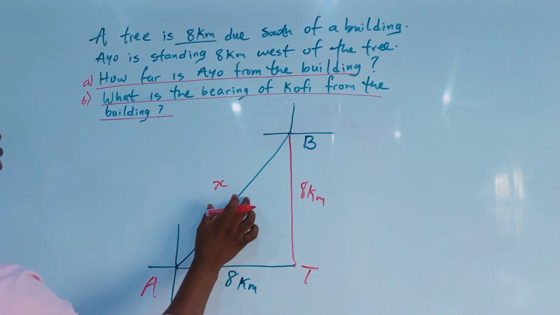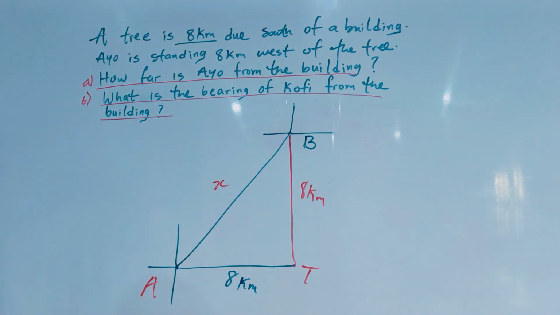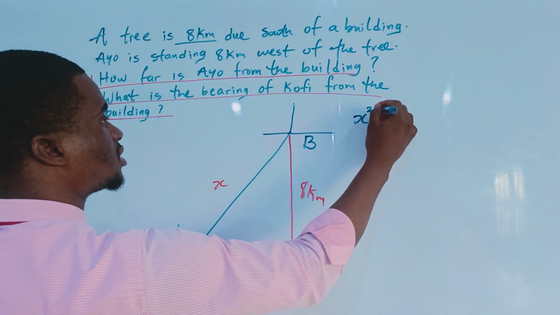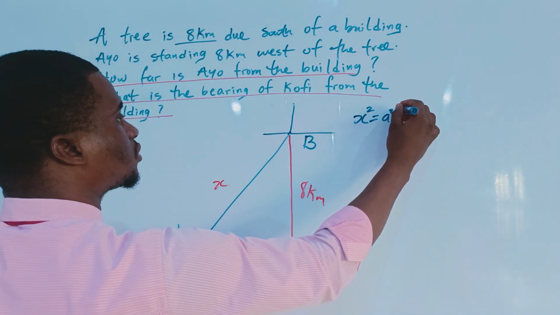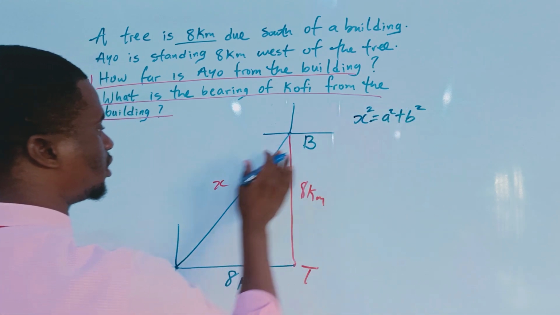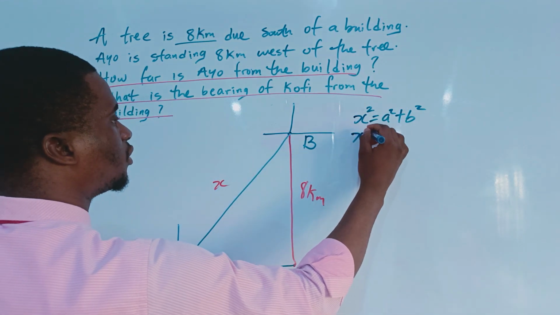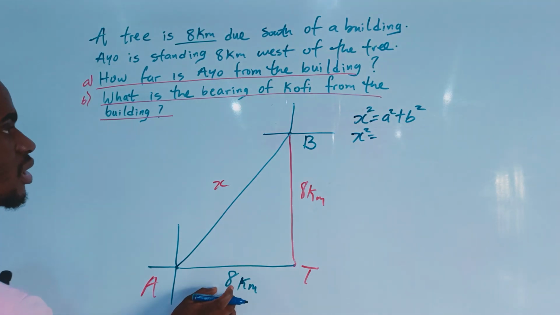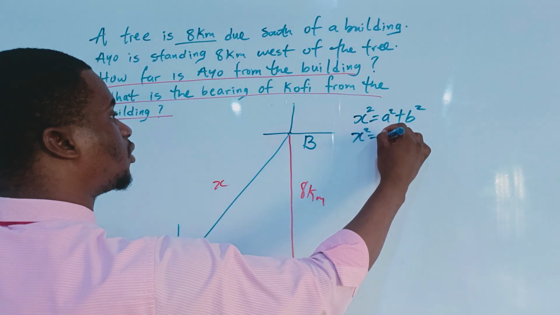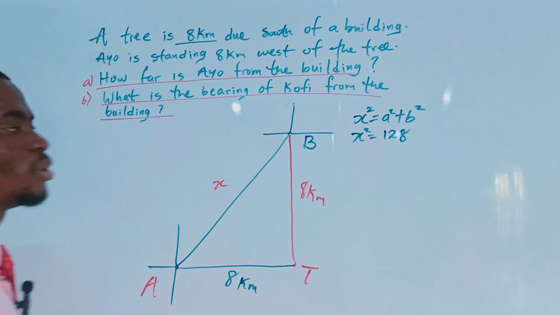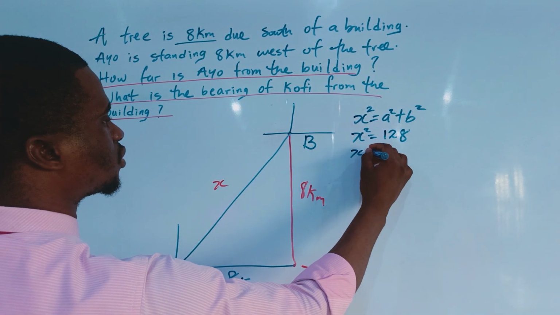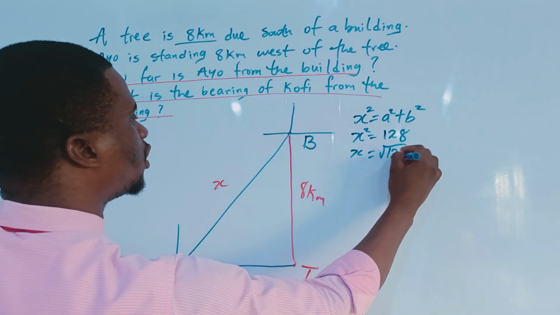So we can easily use Pythagoras theorem to figure this out. Recall that Pythagoras theorem is x squared equals a squared plus b squared. This is the hypotenuse and that's what we're looking for. x squared equals the square of 8, which is 64, and that of the other 8 is 64. So we have 64 plus 64 to give 128. Then you take the square root of both sides. So x equals the square root of 128.